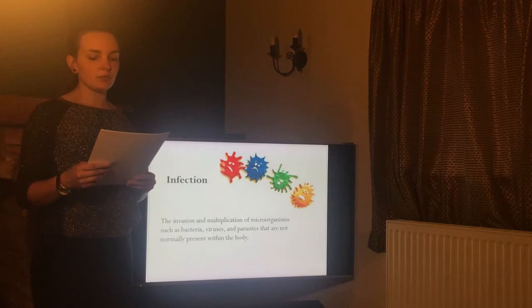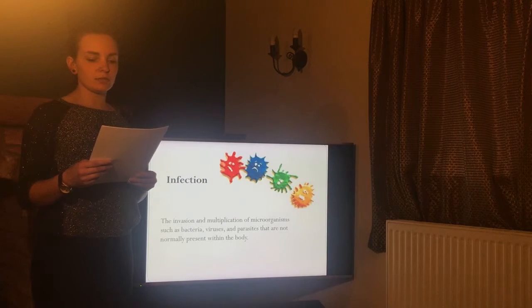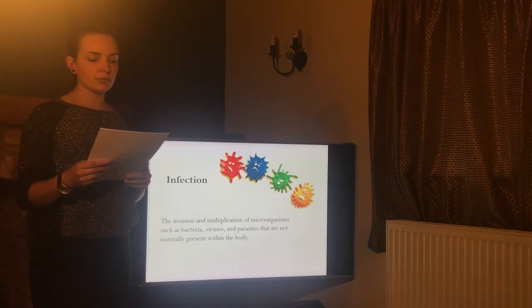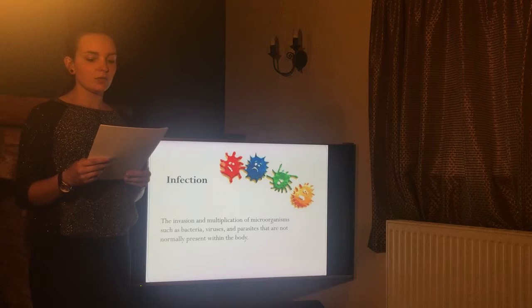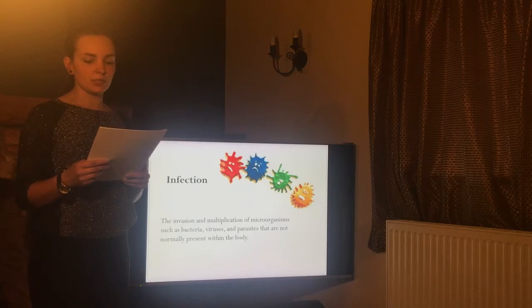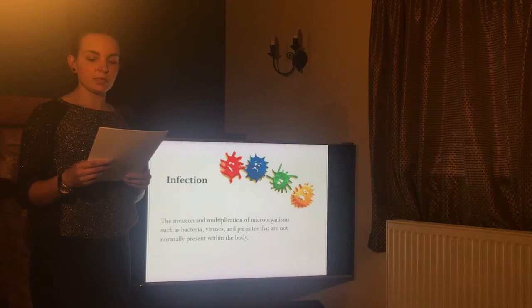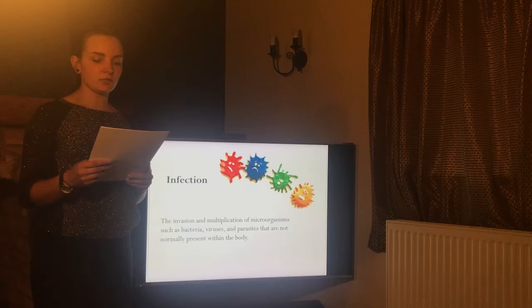Infection is the invasion and multiplication of microorganisms such as bacteria, viruses, and parasites that are not normally present within the body. An infection may cause no symptoms and be subclinical, or it may cause symptoms and be clinically apparent. An infection may remain localized or it may spread through the blood or lymphatic vessels to become systemic.